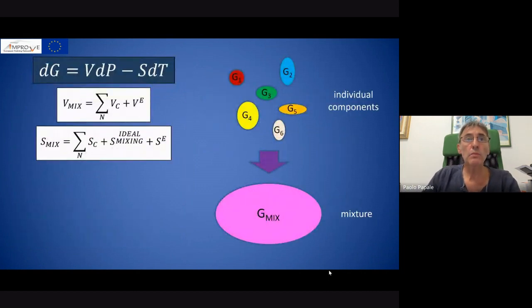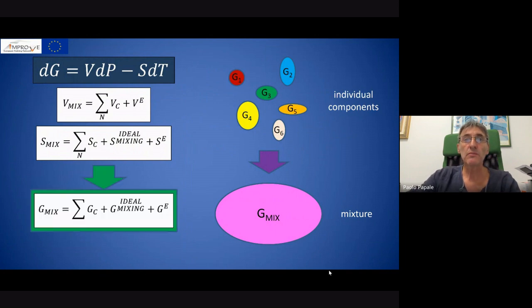Now, let's go back to mixture Gibbs energy, which depends on mixture volume and mixture entropy. We know now how to express, in general terms, the mixture volume and mixture entropy as a summation of the terms reported here. Because volume is the derivative of Gibbs energy in pressure at constant temperature, and entropy is minus the derivative of Gibbs energy in temperature at constant pressure, it follows that, in general, the Gibbs energy of a mixture is also a summation of terms, such that, when partially derived in pressure, it gives the expression for mixture volume, and when partially derived in temperature, it gives the expression for mixture entropy.